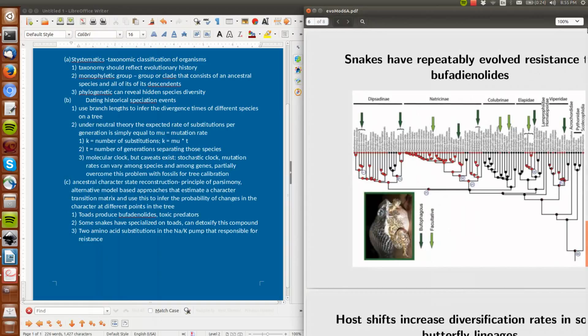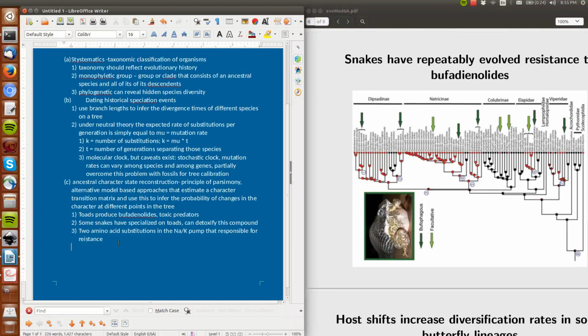But again, it can be a little bit problematic if selection has a major role in a character, because then you could get rapid transitions between states if populations or species encounter different environments.